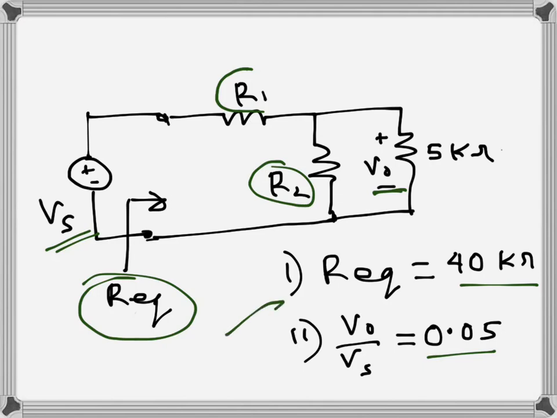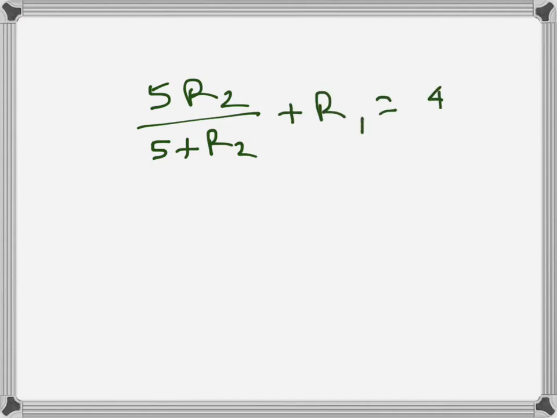So if we think about the first criterion, that's R equivalent will be R2 parallel 5 ohms plus R1, because that's one in series. So R2 parallel 5 is 5 R2 over 5 plus R2, with 5 kilo ohms. So R1 and R2 will be, we are assuming they're in kilo ohms, and then plus R1. This one is equal to 40. This is the equivalent resistance. 5 and R2, these two are in parallel, and then R1 in series. So this is one equation, let's call it equation 1.